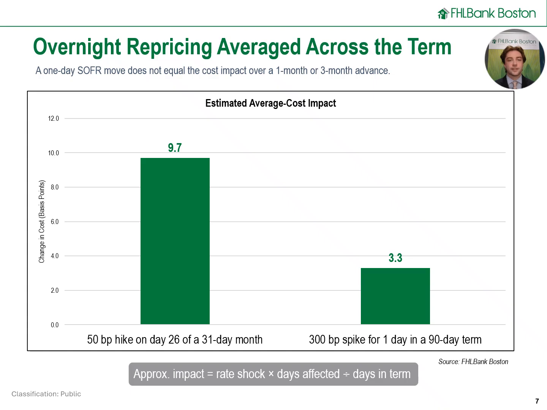So the takeaway is not that spikes do not matter. They absolutely do. The takeaway is that the economic impact depends on the magnitude times duration. A headline print tells you how high SOFR got. The average tells you what you actually paid.